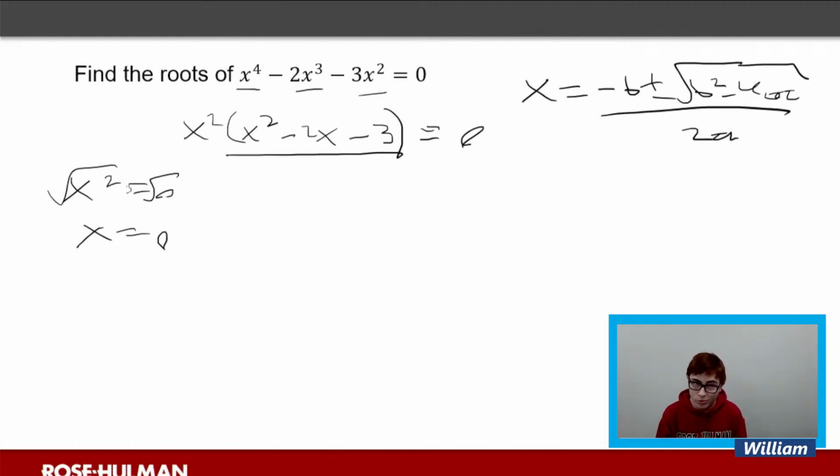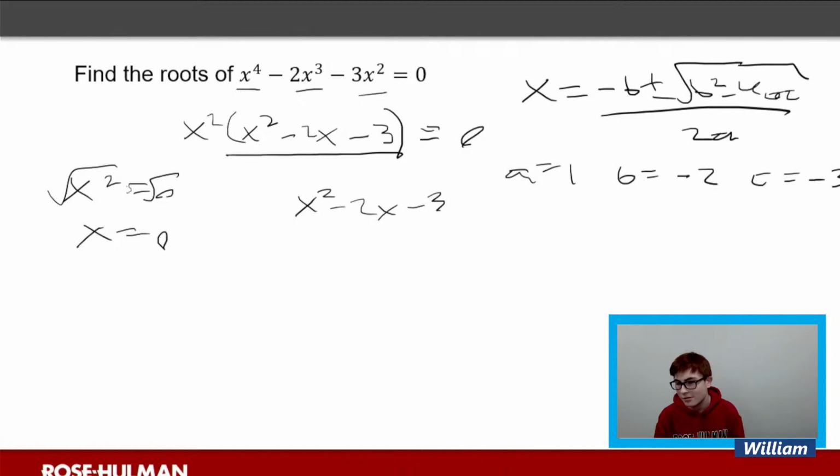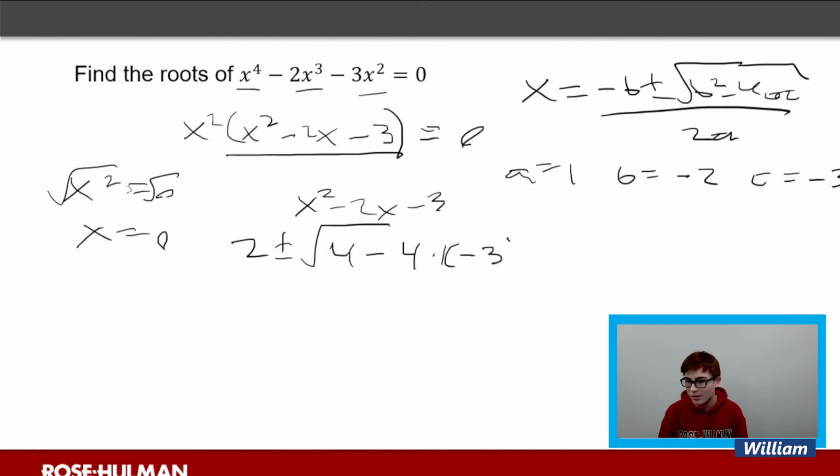Then we're going to look at this part. Now this part is a quadratic, which means we can use the quadratic formula on it. So we can take our x squared minus 2x minus 3. We've got a equals 1, b equals negative 2, and c equals negative 3. If we take all of those, then we're going to do our quadratic formula. So we're going to do 2, because it's a negative times a negative 2, plus or minus the square root of b squared, negative 2 squared, which is 4, minus 4 times 1 times negative 3.